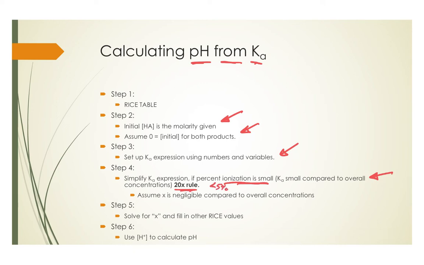So as long as the ionization is less than 5%, or the concentration is at least 20 times Ka, we can assume that X is negligible compared to the overall concentrations. We've done this before. It'll be familiar once we do the table. We're going to solve for X and fill in the other RICE values, and then finally use H plus to calculate pH. So let's do it.